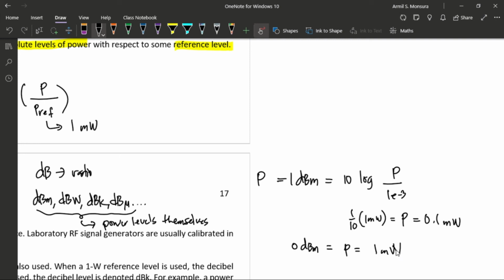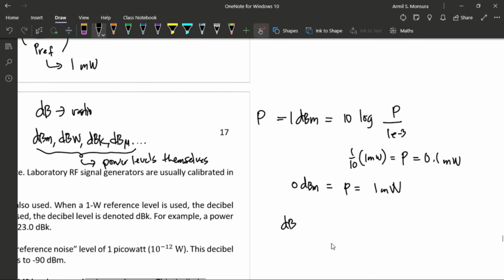Whereas dB is a power ratio. It is used to specify gain or attenuation. That is, how much the power level was raised from one side of the circuit to the other side of the circuit, or how much the power level was lowered from one side of the circuit to the other. So, that's one thing that you have to remember here.